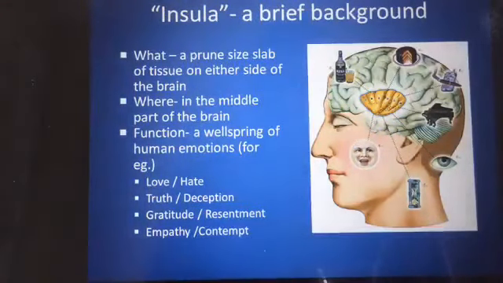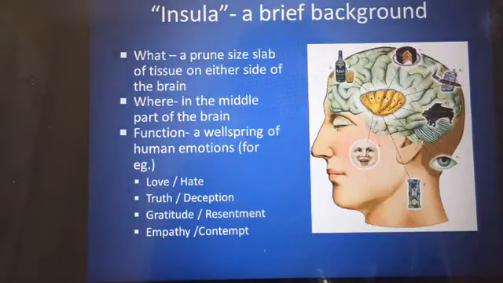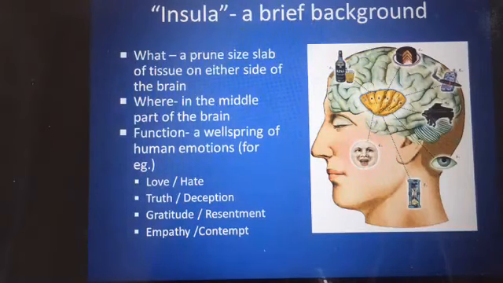I wanted to speak a little bit about a small prune-sized slab of tissue, so-called, on both sides of our brain. It's called the insula. It is very important to know a little bit about this organ, because in many studies that have been conducted using magnetic resonance imaging techniques, or MRI, or fMRI, functional magnetic resonance imaging, this part of the brain seems to be figuring very prominently in all of these studies. So what is this insula and what does it do?